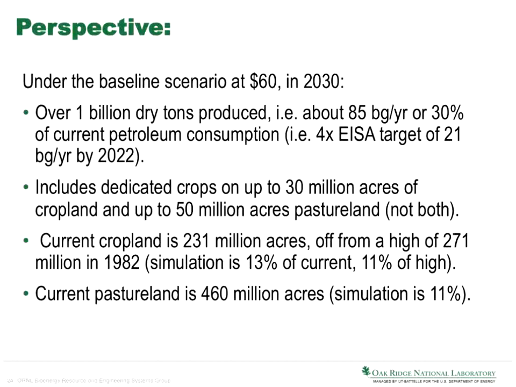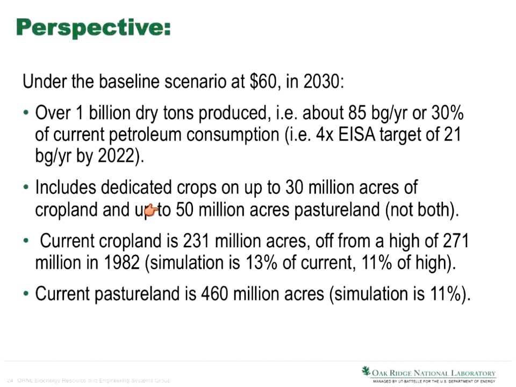So again, under the baseline scenario of $60 ton farm gate price by 2030, we have over 1 billion dry tons produced, and with an assumption of a biofuels yield of about 85 gallons per ton, that produces 85 billion gallons per year, or about a third of current petroleum consumption, which again is 4 times the ESA target. It includes dedicated crops on up to 30 million acres of cropland and up to 50 million acres of pasture land, but not this maximum at both.